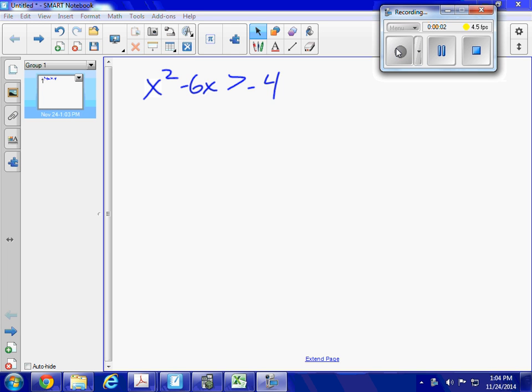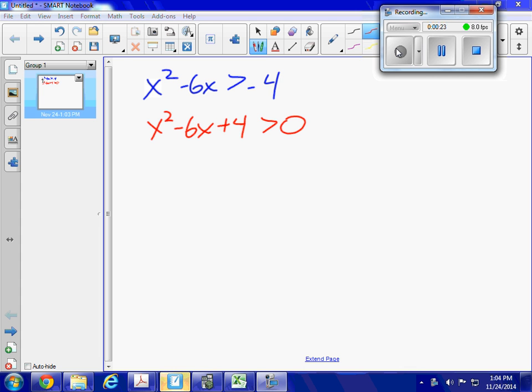Solve this quadratic inequality. The first thing I need to do when I'm solving a quadratic inequality is get everything over to one side and make the other side 0. So this is going to become x squared minus 6x plus 4 is greater than 0.